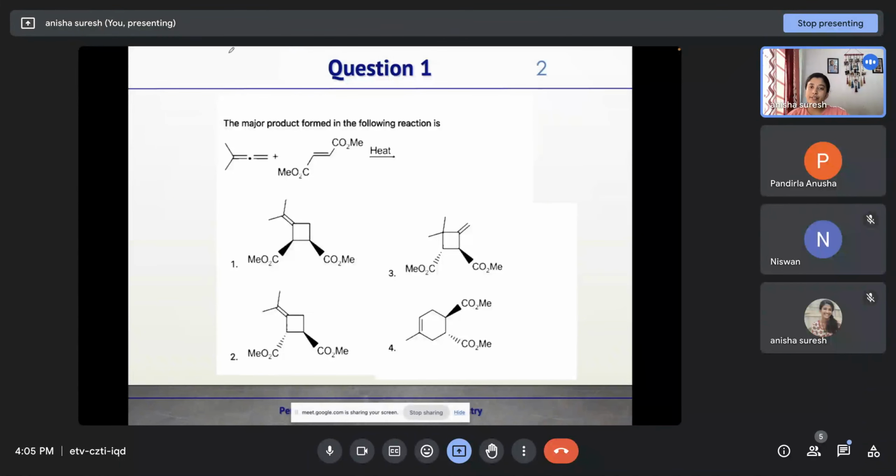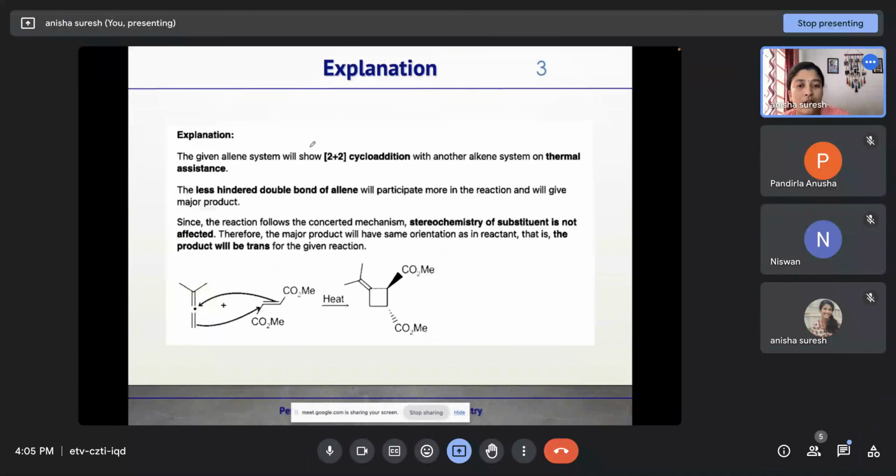So here a 2 plus 2 cycloaddition reaction is taking place. The allene system will be one two-electron component, and this alkene will be the other two-electron component. So let us see, out of these two pi systems, which one will be taking part in the 2 plus 2 cycloaddition reaction, whether it is the substituted part or the other part. So based on the explanation, here we can see this allene system will be showing a 2 plus 2 cycloaddition reaction, not a Diels-Alder reaction.